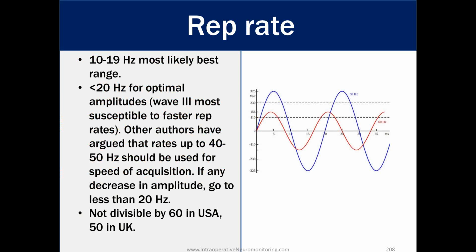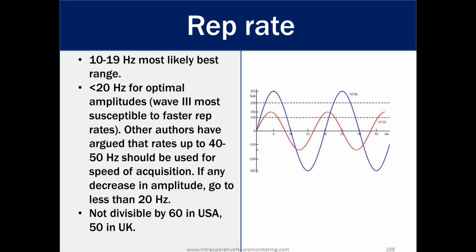Our rep rate is recommended between 10 and 19 hertz, less than 20 hertz, for optimal amplitudes. Wave 3 is the most susceptible to fast rep rates. So when we're in the operating room, we're looking at waves 1, 2, 3, 4, and 5. Waves 2 and 4 are almost always not so great, to the point where we honestly don't even look at them in the operating room.